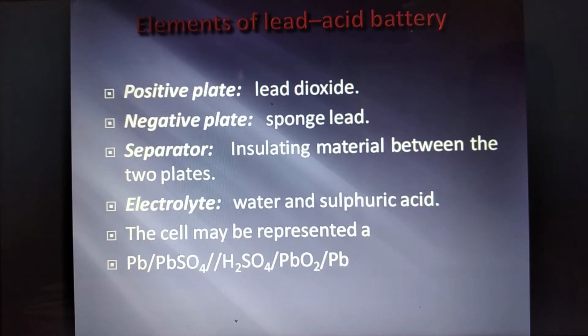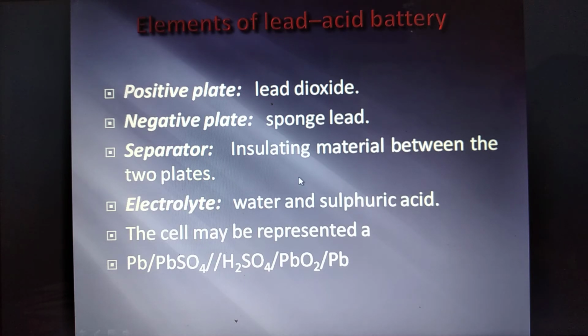The important elements of the lead acid storage battery. Lead acts as the anode, and spongy lead coated with lead oxide acts as the cathode. Then an insulating material is between these two plates, and water and sulfuric acid act as the electrolyte.